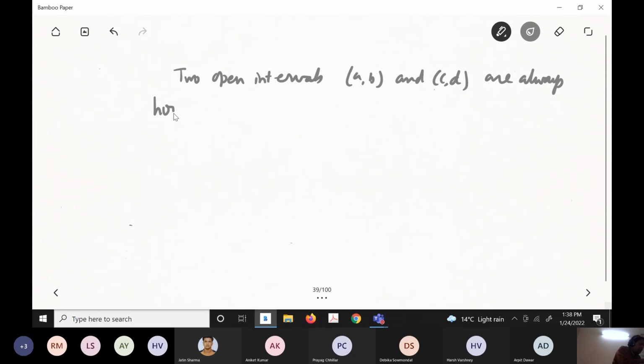I said, look, take two open intervals, bounded intervals. They are always homeomorphic. That you can prove. Basically, you need translation and a change of scale.